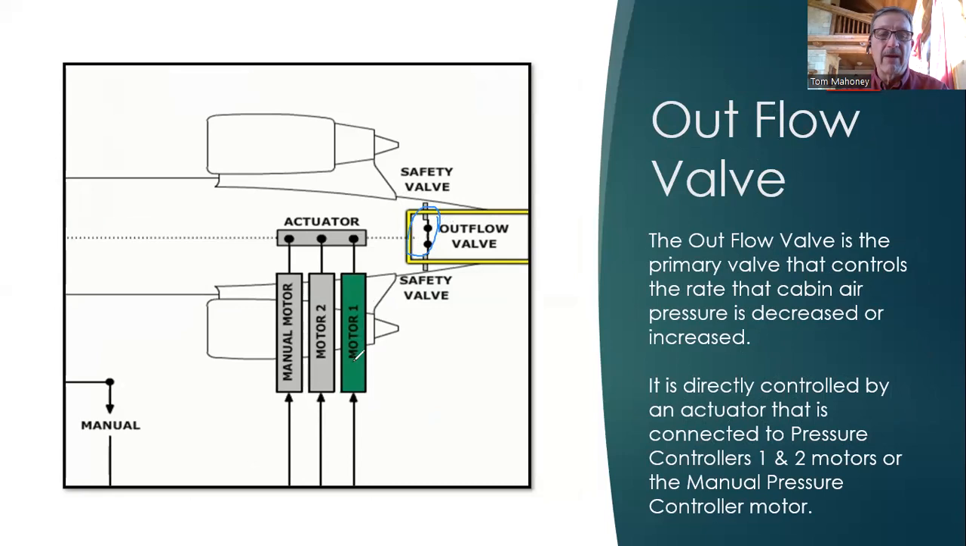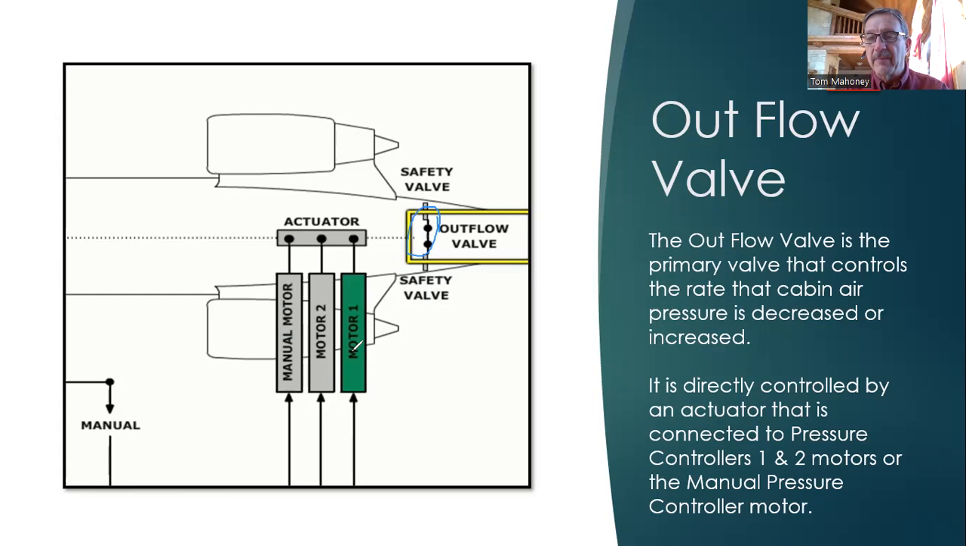In this case, we are in automatic mode because the diagram here shows motor number 1 in green, motor number 2 is in standby, and manual is not in the picture yet unless we select manual ourselves. So right now we're using auto pressurization.